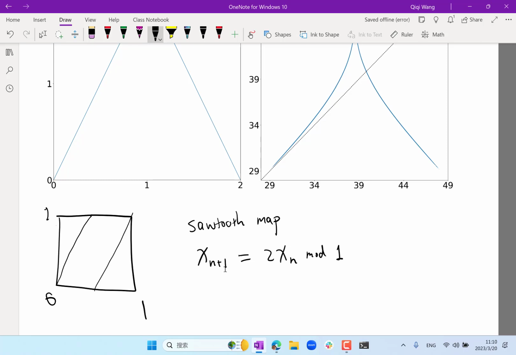So why doesn't it have a negative value? Why does what have a negative value? Yeah, because we have a negative slope, right?